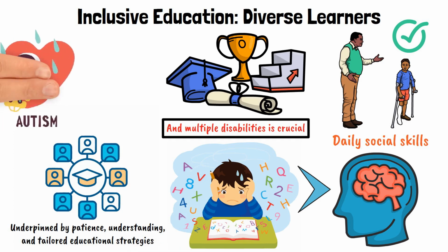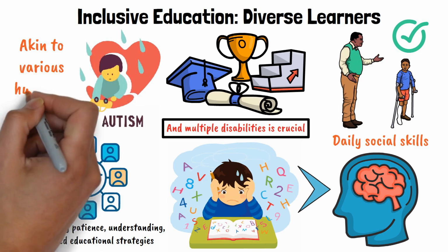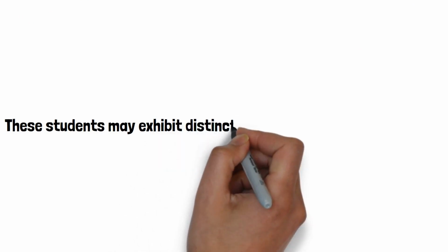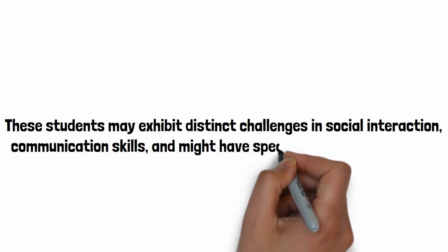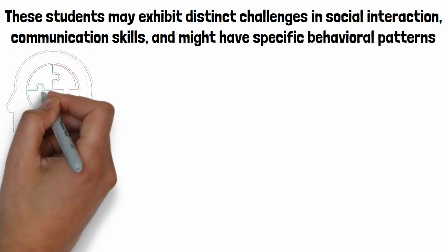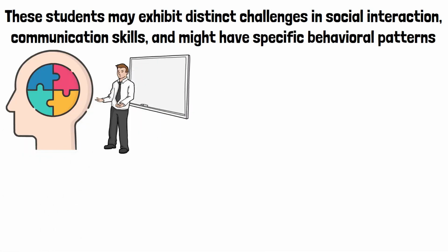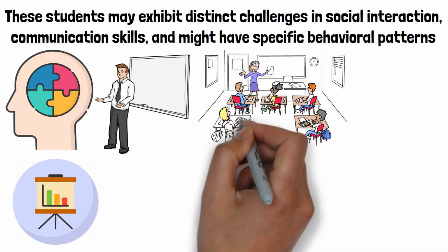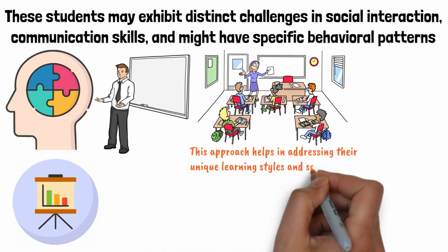Autism spectrum disorders present a unique set of characteristics in each individual, akin to various hues in a spectrum. These students may exhibit distinct challenges in social interaction, communication skills, and might have specific behavioral patterns. To effectively include students with ASD, educators should embrace strategies such as structured learning routines, use of visual aids, and creating a sensory-friendly classroom environment. This approach helps in addressing their unique learning styles and social needs.